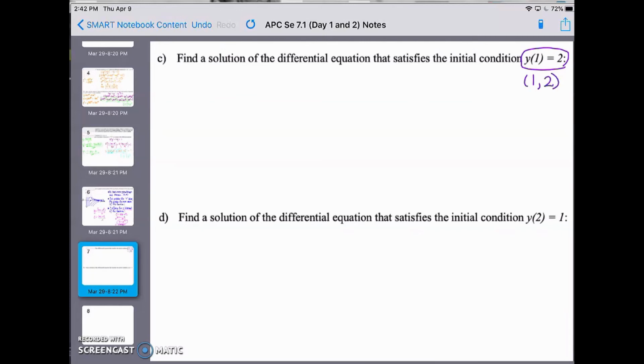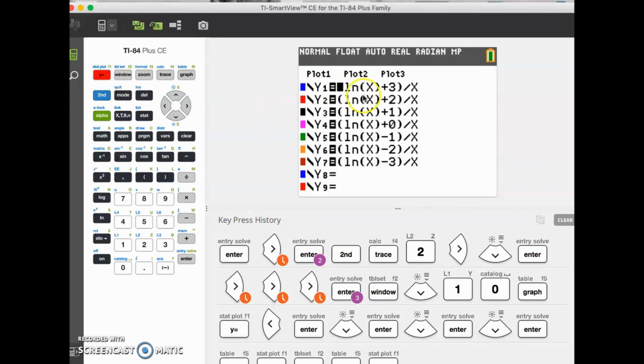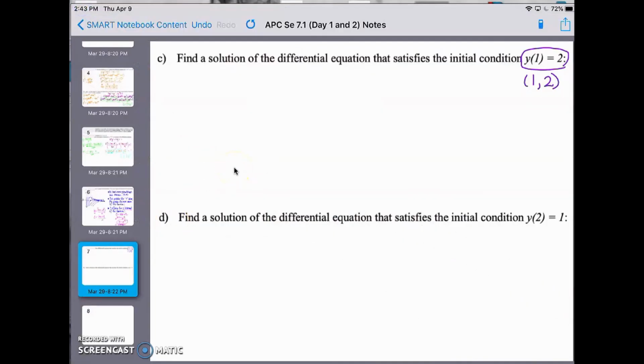So hey, let's cheat for a second. Let's go back and take a look at our curves that we graphed here. Which one of them looks like it might have the point x is 1, y is 2? Everybody see right there that it looks like the red curve appears to have that initial value, y of 1 equals 2, which the equation for that function is natural log x plus 2 divided by x, which means our c value is positive 2. Okay, so let's do the math and see if that's the answer that we get.